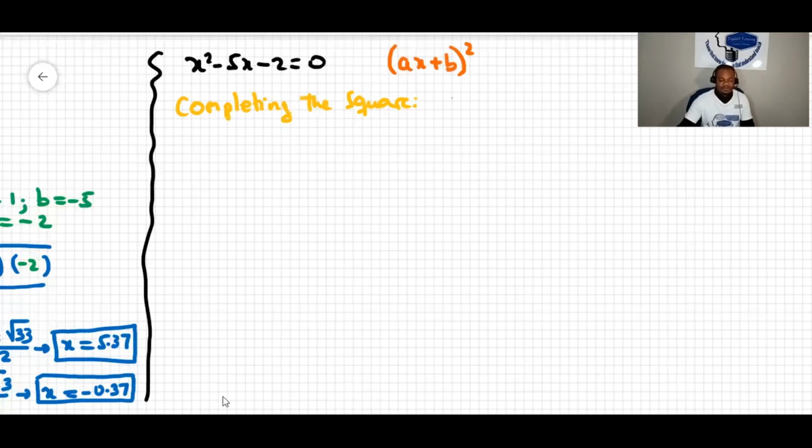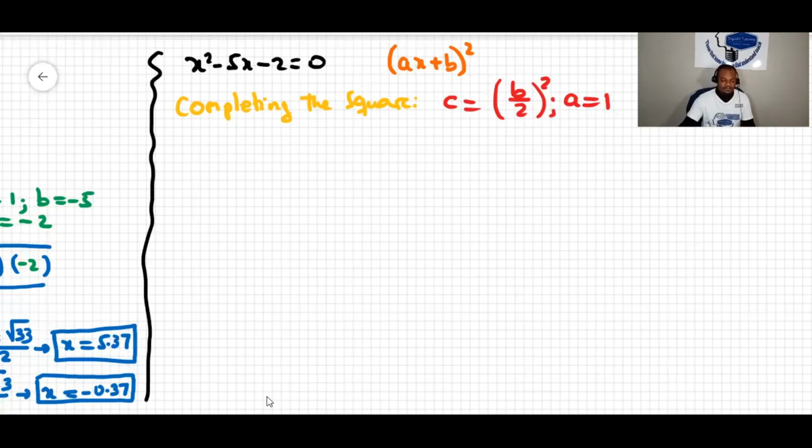C is equal to (b over 2) to the power of 2, and this is applicable when a is equal to 1. A is the coefficient of x squared. If you have an equation where a is not equal to 1, you are required to divide the whole equation by the coefficient of x squared, so you have a equal to 1 in order to apply this formula.